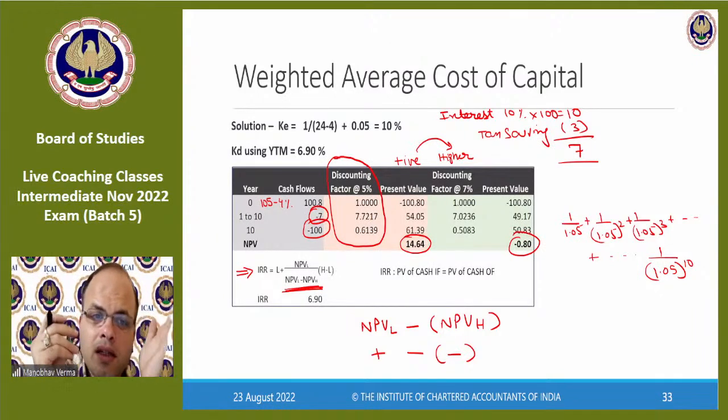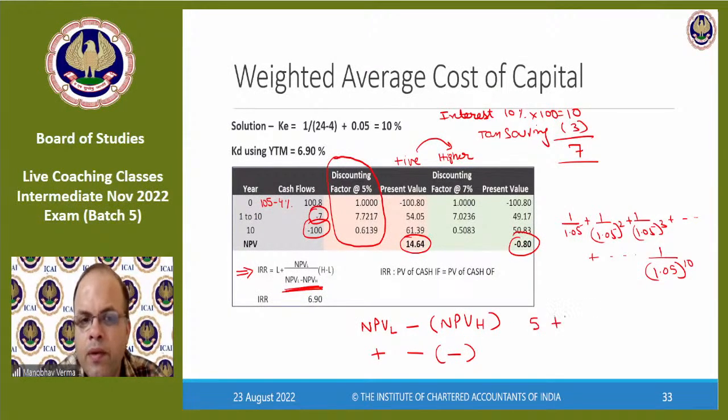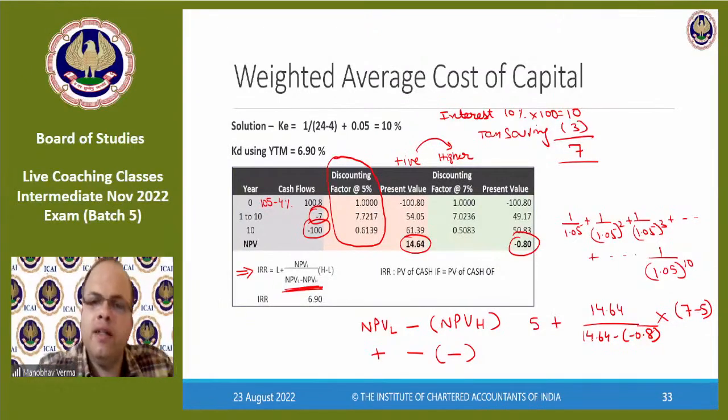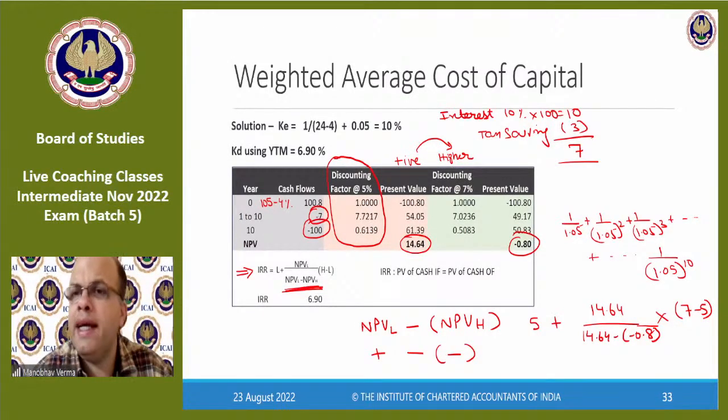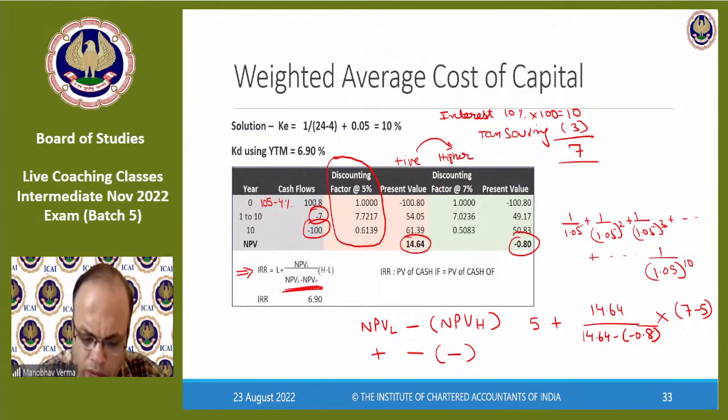In this case, we are looking at 5 plus 14.64 upon 14.64 minus (minus 0.8), multiplied by 7 minus 5. How do we calculate this? I'm just expanding that understanding. So we're talking about 6.9. I am expecting that you guys can do this practice later on as well. Everyone should focus on conceptual clarity at this point of time.